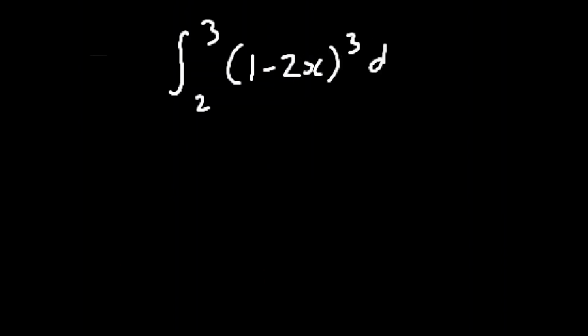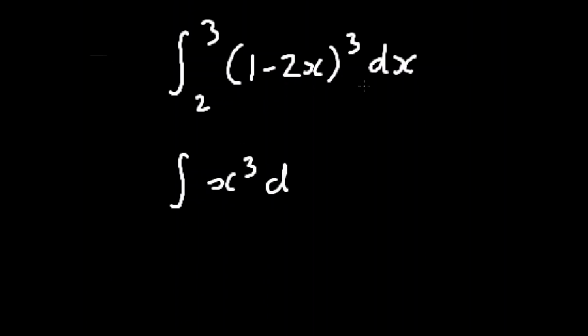We are trying to integrate from 2 to 3 this particular function here, (1 minus 2x) all to the power of 3. Now, it looks kind of funky. There's this 1 minus 2x business in there. It seems kind of tricky to do. So let's just simplify it. Let's just say, what is the integral of just something like x to the power of 3?